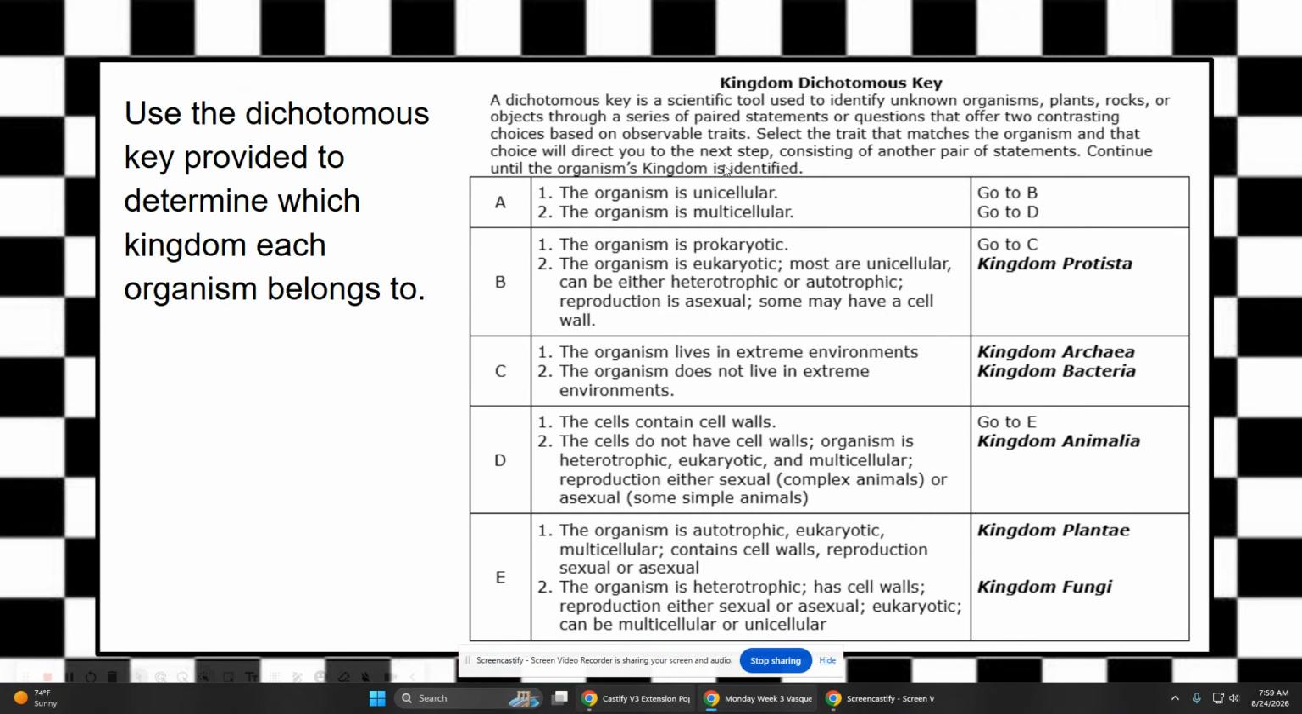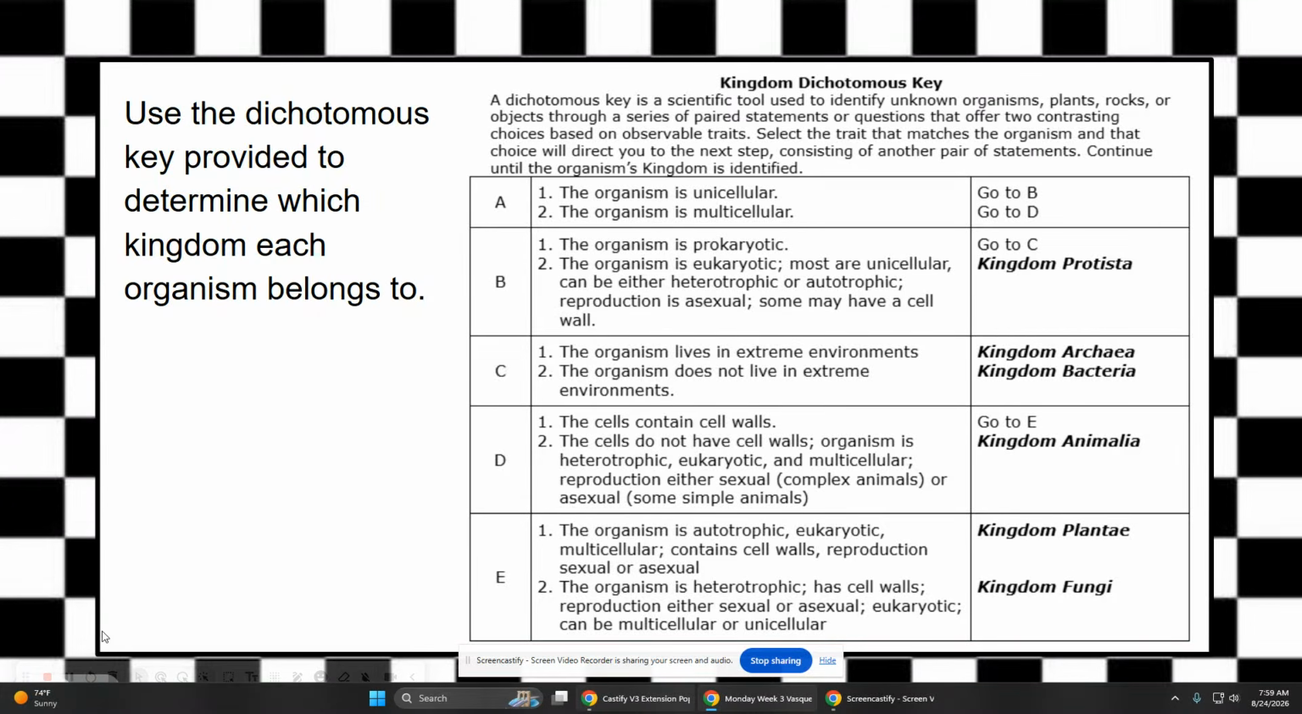So if you're looking at the first one, the one that has the flowers on it, is the organism unicellular? If it's unicellular, you're going to go to B. If the organism is multicellular, we're going to go to D.